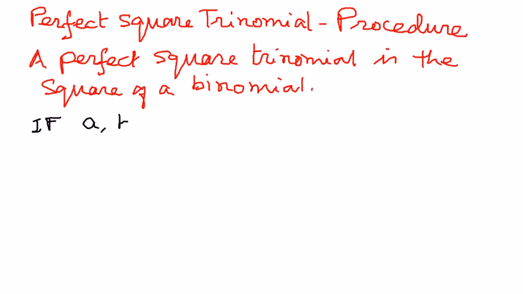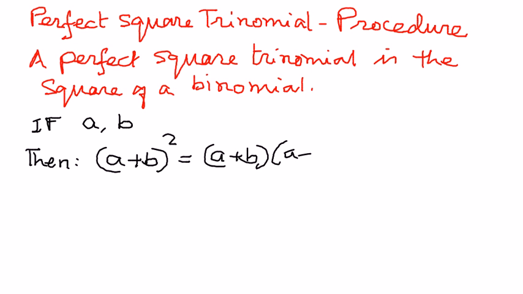If A and B are real numbers or variables or algebraic expressions, then I can write A plus B, the whole squared, as equal to A plus B times A plus B. I can also write this as A squared plus 2AB plus B squared. Okay, that is one formula.